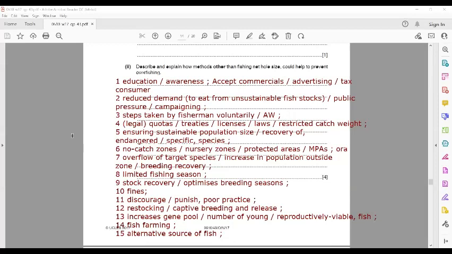Ensuring sustainable population size, recovery of endangered species. And the other one, as you said, is no catch zone or nursery zone, protected areas. Yeah, we can make some protected areas. And breeding recovery, limiting fishing season, which combines with the law and all these things. Fines, yeah, to put some fines for breaching or violating the rules. Restocking, I mean, captive breeding and release, yeah, it is a very good option too. Fish farming is also captive breeding and release, they're all the same.